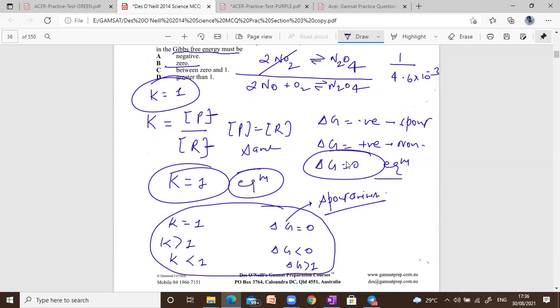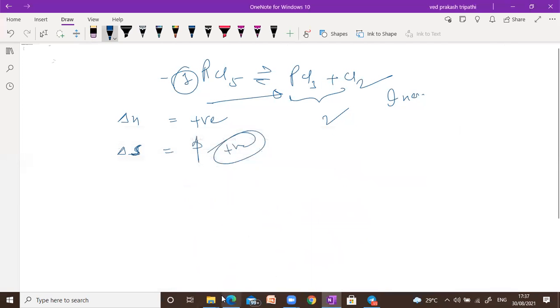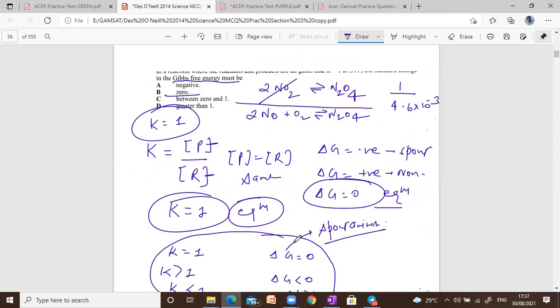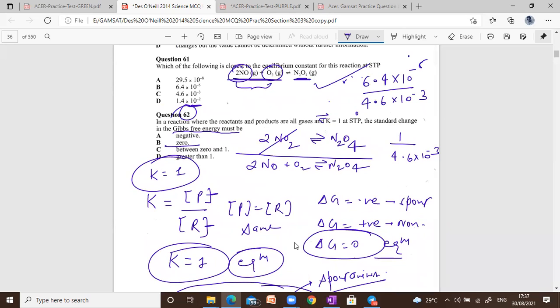Any doubt about this question? Please tell me. Yeah, the question is what should be the answer? The answer will be that the free energy must be 0 because the reaction is at equilibrium. Why equilibrium? Because the K value is given, that is 1. If K is 1, it means delta G will be 0.